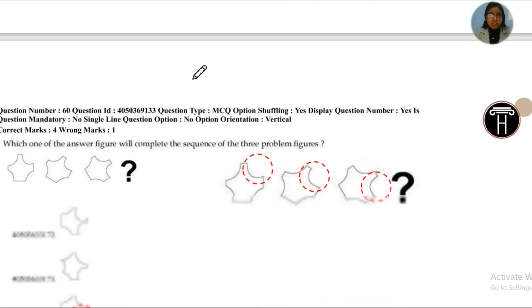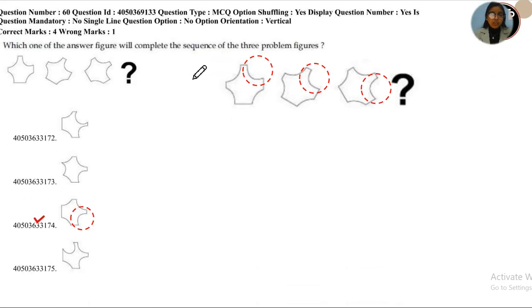Moving to the next question. Here what you have to do is find which one of the answer figures will complete the sequence of the three problem figures. You are given a sequence of three. Now you have to find out what will be the correct option at the fourth place among these four options, which will fulfill this sequence.